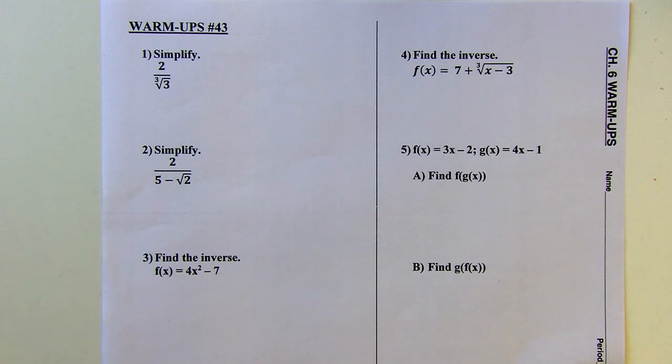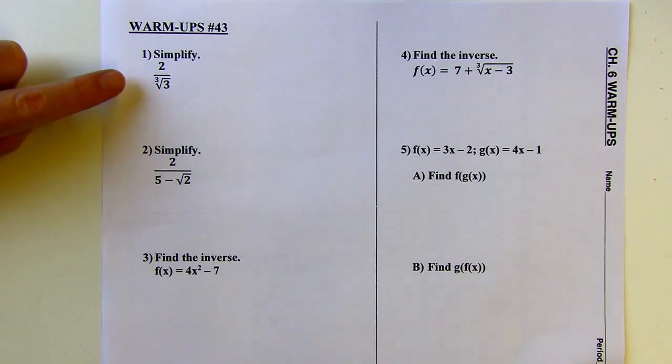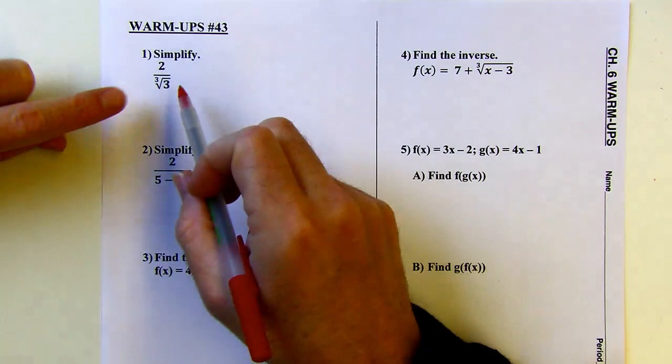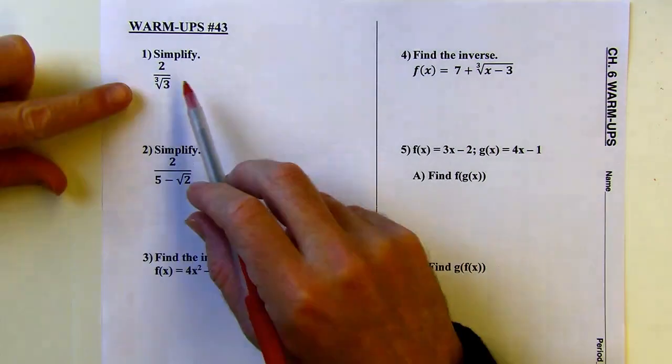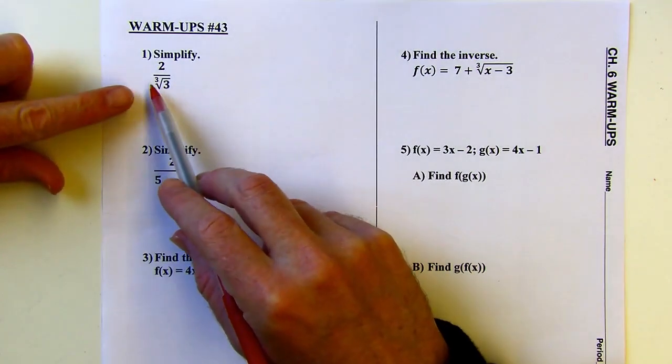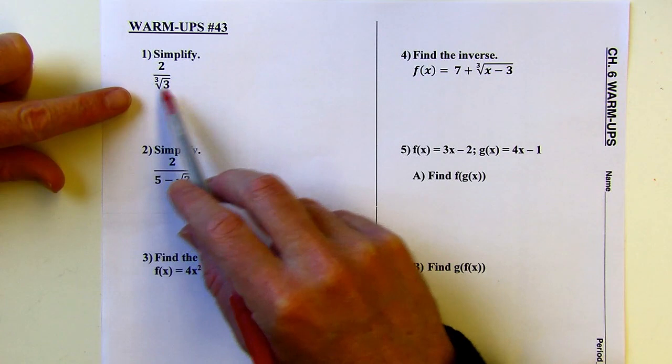Okay, here's warm-up number 43. So I'm going to simplify this. I'm going to write this in simple radical form. That means I can't have a radical in the denominator. Okay, so what I want to do, since this is a cube root, I want to get triplets down here.